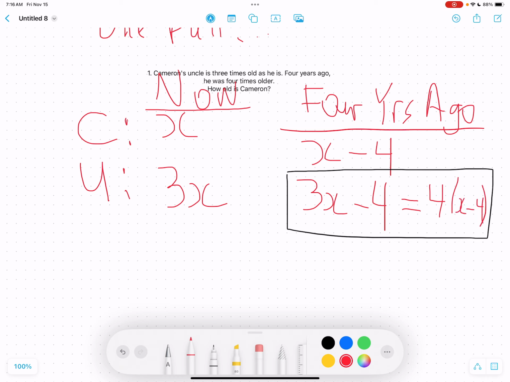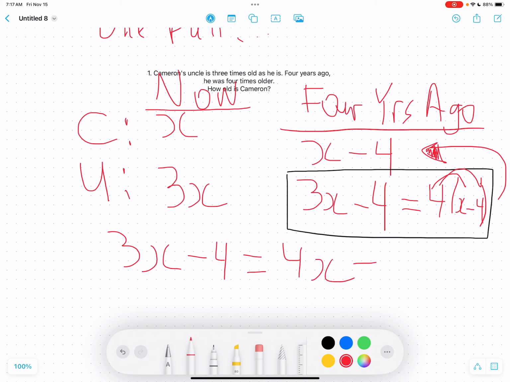Digest that one for a few seconds. I know it's not easy. It takes time and practice. Because 4 years ago, he was 4 times older than Cameron. So now you just solve it. Let's take that one right there. I'll just recopy it now. 3X minus 4 is equal to, distributive property, ladies and gentlemen, 4 times X is 4X. 4 times minus 4 is minus 16. A positive times a negative is a negative.